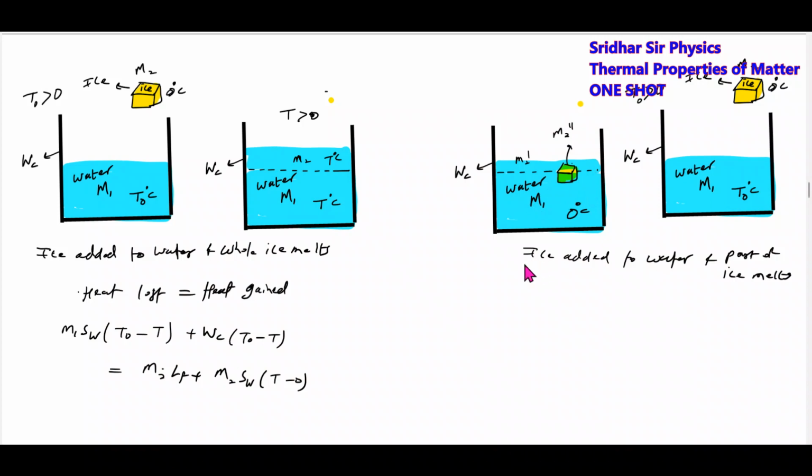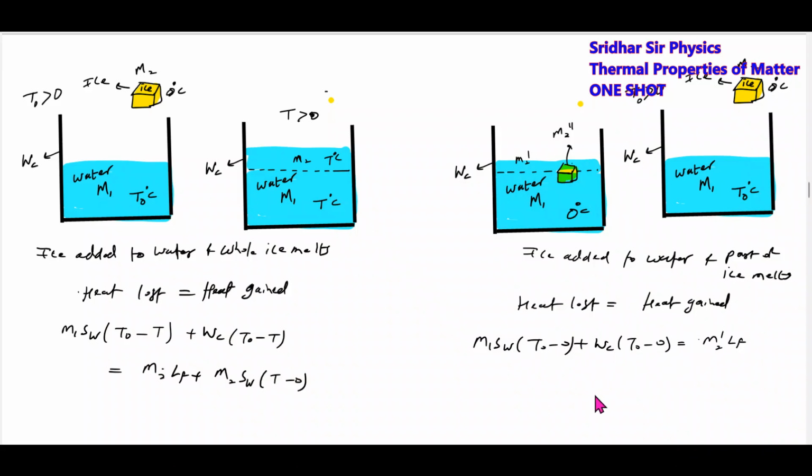Now the calorimeter loses heat. Heat lost equals heat gained here. What is the heat lost? Mass of water, specific heat of water, T naught minus 0, the initial temperature, plus the calorimeter, T naught minus 0. This will be utilized to melt some ice. M2 dash grams of the ice will melt here, and the remaining mass will remain as it is. Only M2 dash will melt.